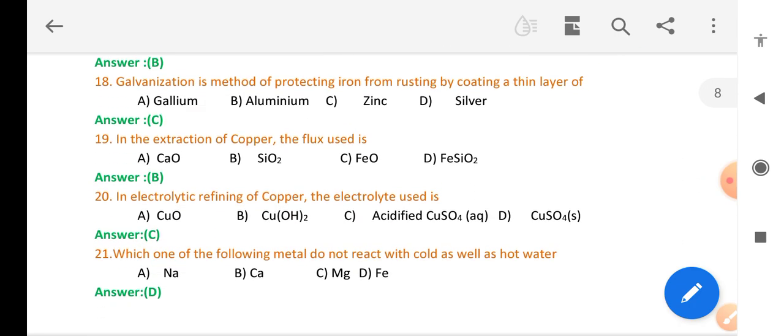Next question. In the electrolytic refining of copper, the electrolyte used is C, acidified CuSO4. Cu means copper, SO4 means sulfate. We call it copper sulfate. Next.